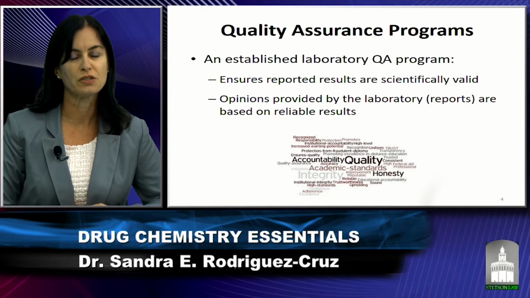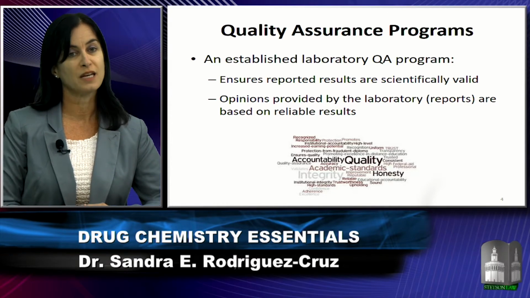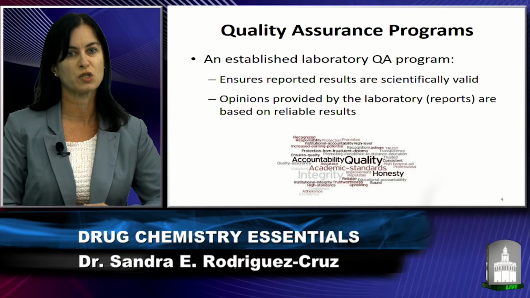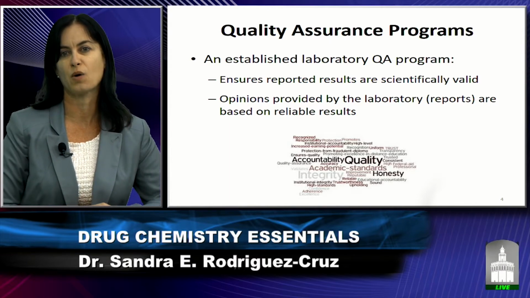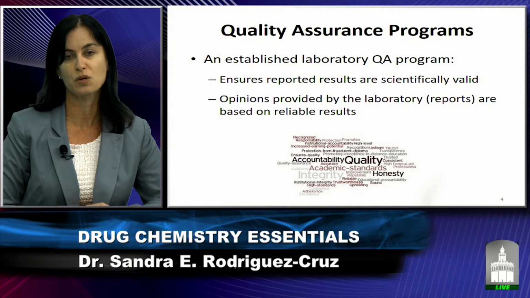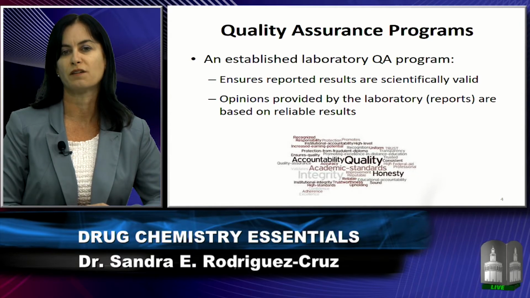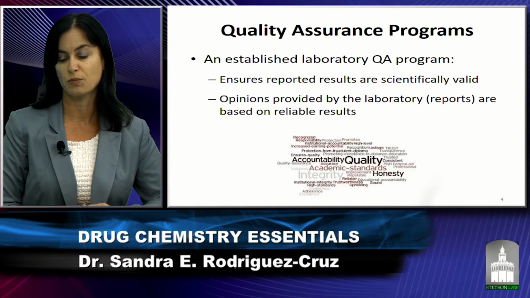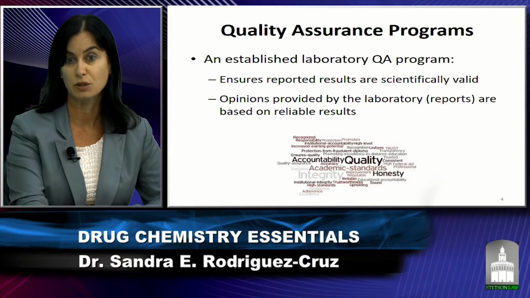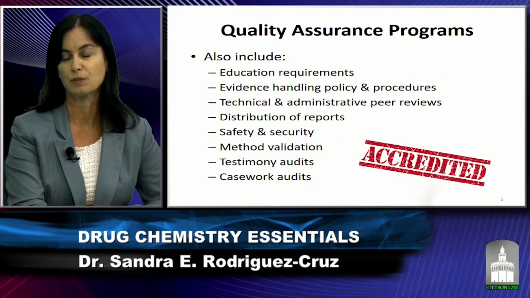All these procedures should be happening in a laboratory that, among many other things, should possess a very strong quality assurance program. Why is this important? Because a quality assurance program will ensure that those reported results are scientifically valid. And not only that, that will give the basis to the opinions provided by the analyst or the opinions provided in the laboratory report, so that they're based on reliable results.